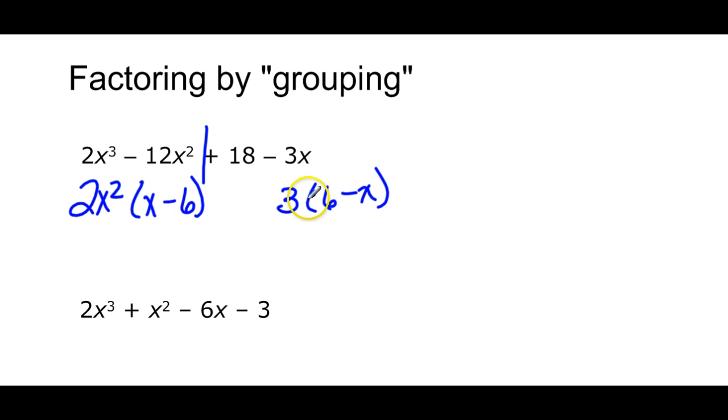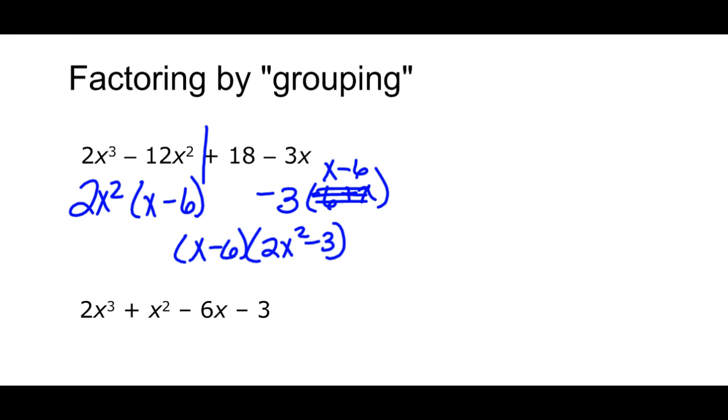I'd really like these, what's inside the parentheses, to be the same, but they're opposites of each other right now. So what I'm going to do is I'm going to make this a negative, and that's going to make that a negative, and that's a positive. This is actually the same thing as x minus 6. So now they both have an x minus 6 in common, and what's left over? A 2x squared minus 3.